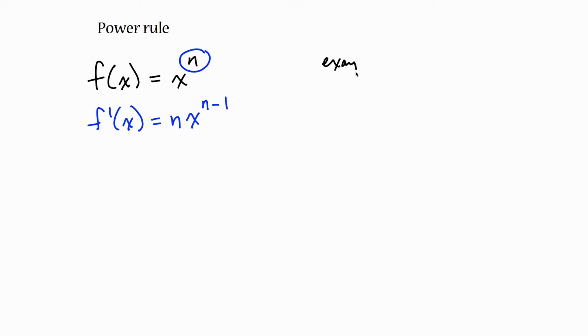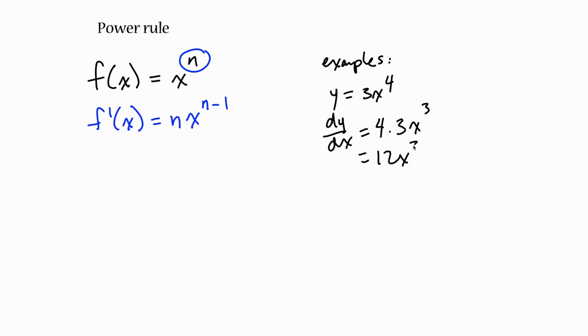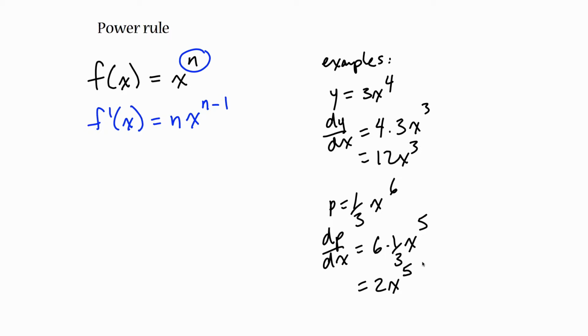So, for example, if you had a function y is equal to 3x to the 4th, then the derivative of that, dy by dx, would be 4 times 3, x to the 3rd, which is 12x cubed. Or if I had a function p is equal to 1/3 x to the 6th, the derivative of that, dp by dx, would just be, bring the 6 down, 6 times 1/3 times x, and 6 minus 1 is 5, so 2x to the 5, and so on.